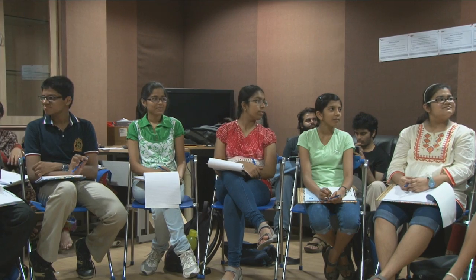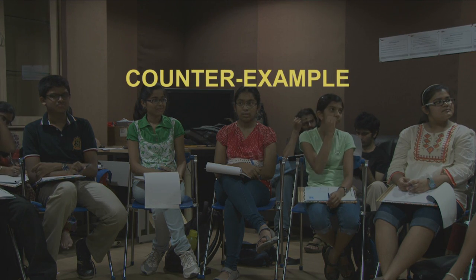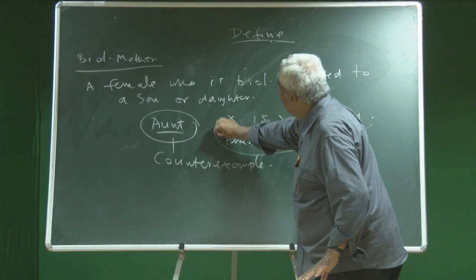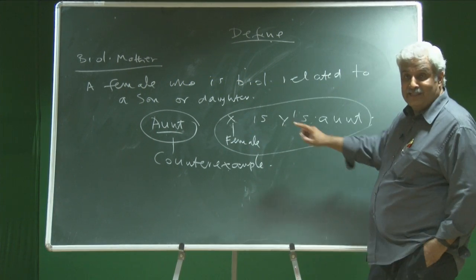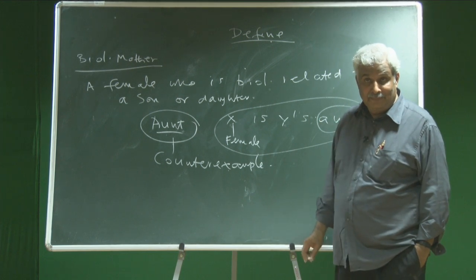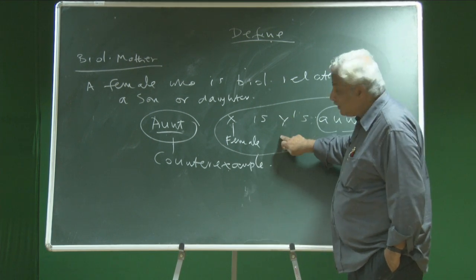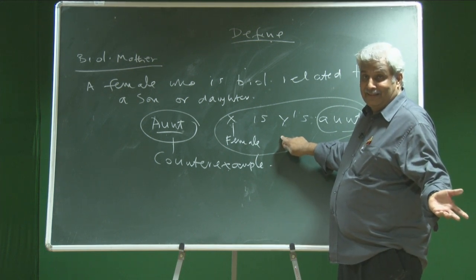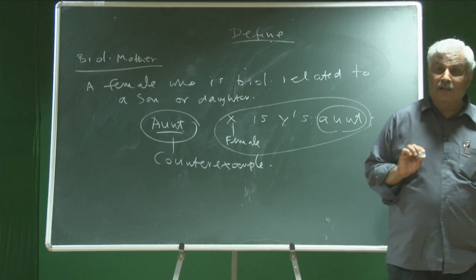The problem is the following. This is a counterexample. If you agree that in this situation X is Y's aunt, and aunthood is a biological relationship, then you're forced to say an aunt is a mother, which you don't want to. Those are the kinds of things that we call counterexamples.